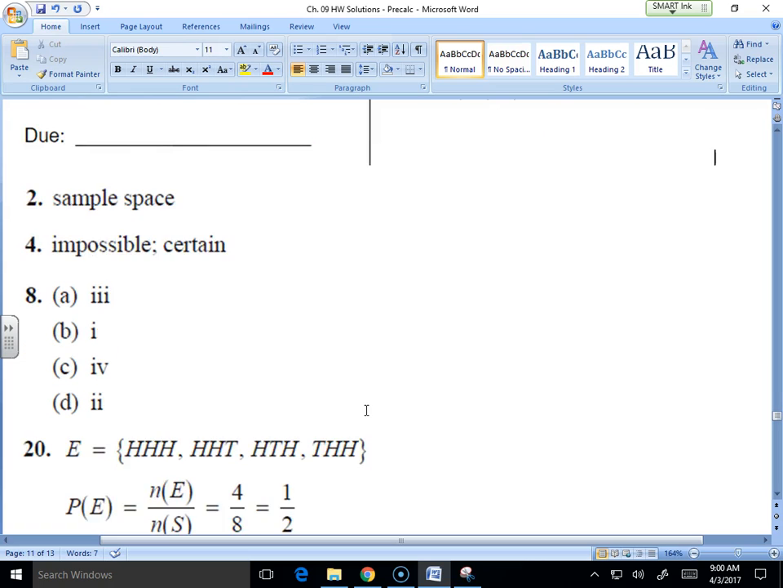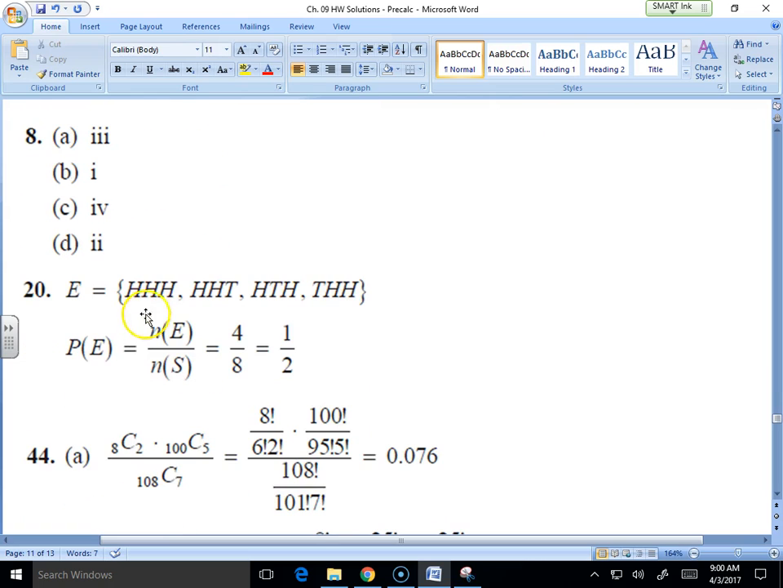Number 20, you were supposed to figure out all of the different possible ways 3 coins could land, such that the condition is true. So to have at least 2 heads, wasn't that the condition? Yeah. At least 2 heads.